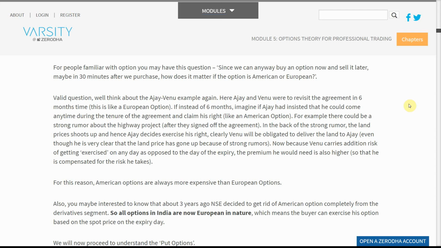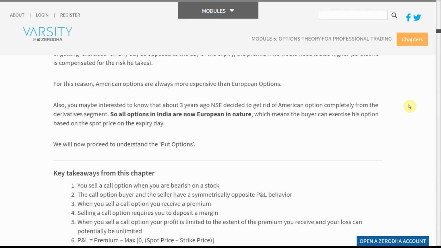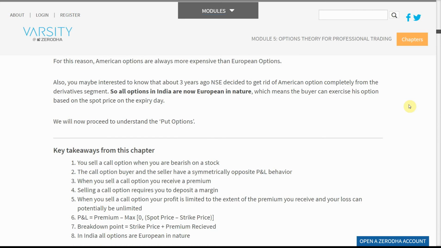Also, you may be interested to know that about 3 years ago NSE decided to get rid of American options completely from the derivatives segment. So all options in India are now European in nature, which means the buyer can exercise his option based on the spot price on the expiry day. We will now proceed to understand put options.